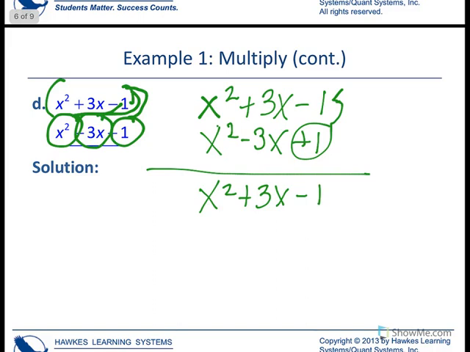Okay, next I'm going to multiply this whole thing by negative 3x. And if you need to come over to the side to do it, that's okay.